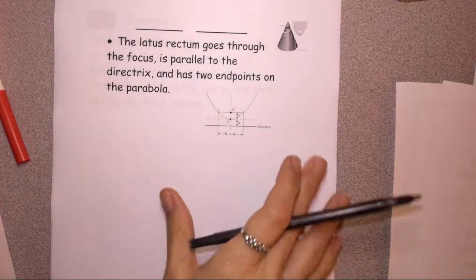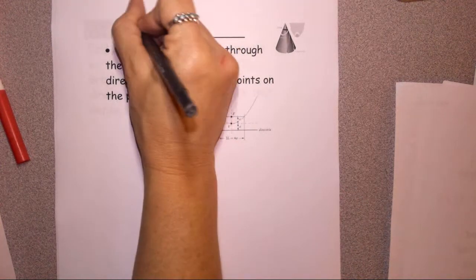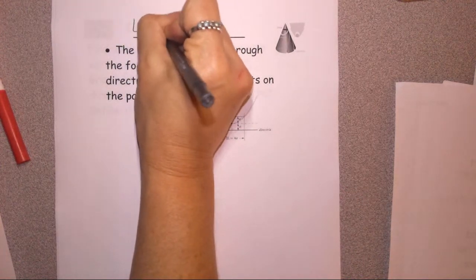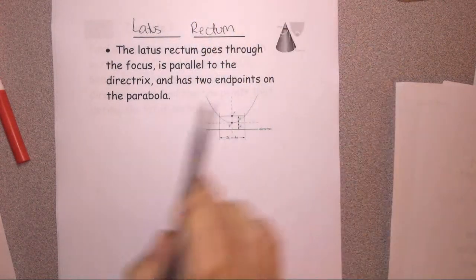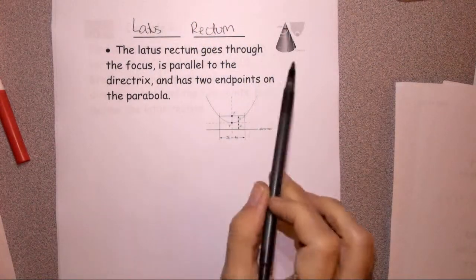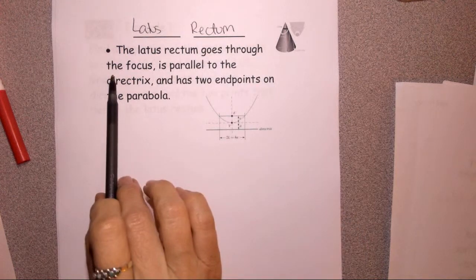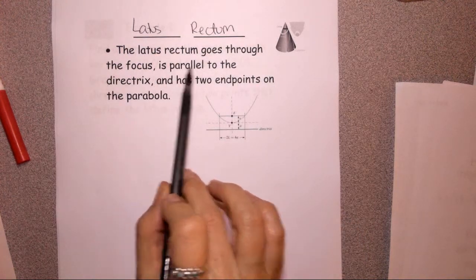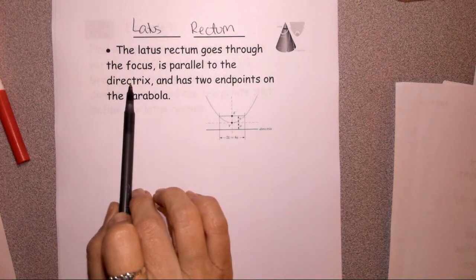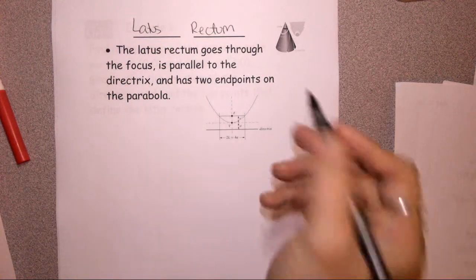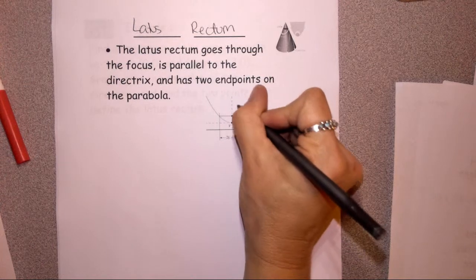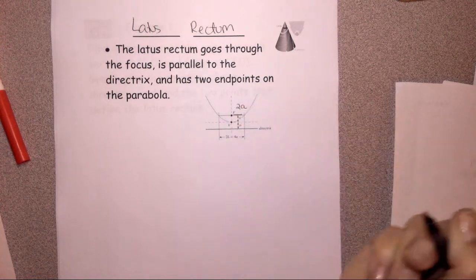Okay, the last term we're going to talk about is the term called the latus rectum. I know that sounds silly. And the latus rectum is going to be an imaginary line that goes through the focus and is parallel to the directrix. It's going to always have 2 endpoints on the parabola, and it's always going to have a distance of twice the a.